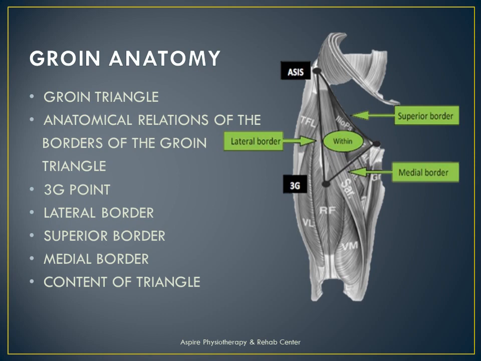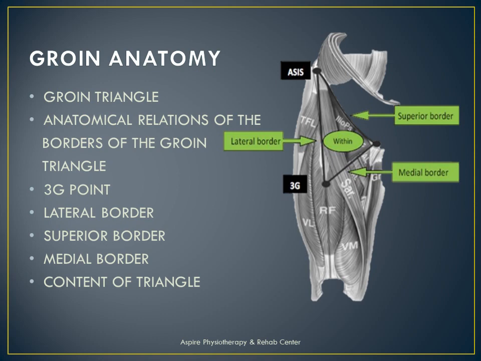So you can see on the right side picture where we have a black border triangle. This is what we call a groin triangle. Now you can see 3 points or 3 apexes and 3 sides. So we'll start with ASIS. From ASIS, when you draw a line till the pubic tubercle, this is the superior border of your groin triangle. When you take ASIS again and go around the midpoint of ASIS to the superior pole of your patella, that point we refer to as the 3G point.